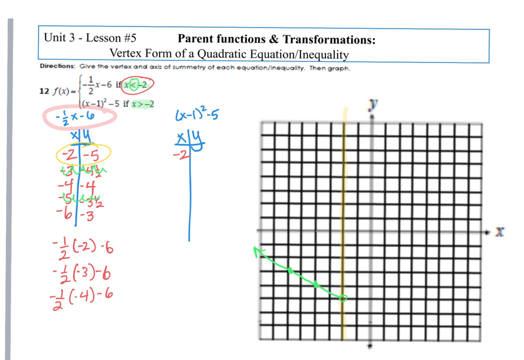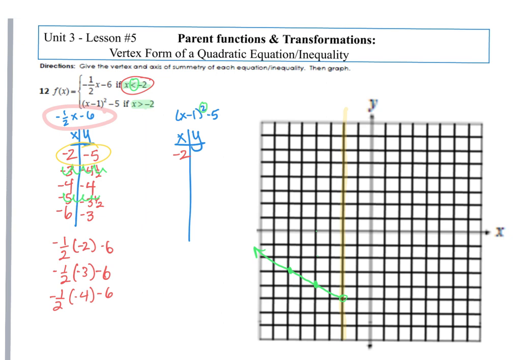Now our next piece is going to generate a different type of line because we're doing (x minus 1) squared minus 5. Anytime I see a squared, I know that I'm getting a parabola. So we're going to get a part of this parabola. Let's see how much of it we're going to get.